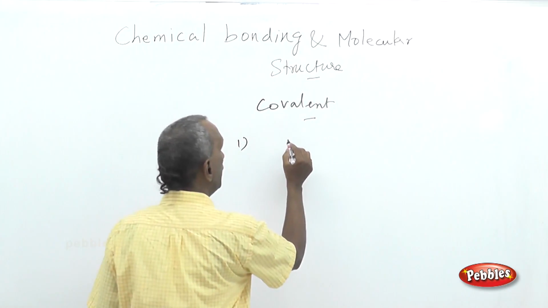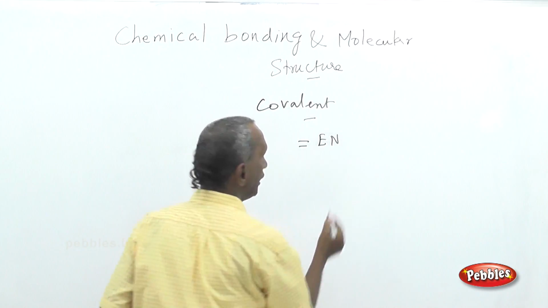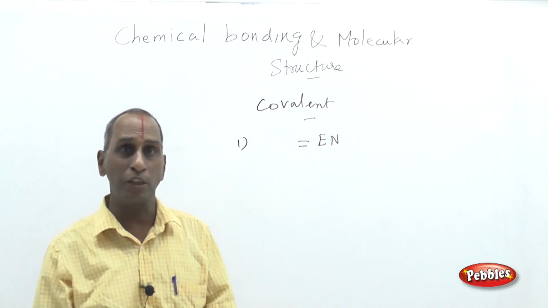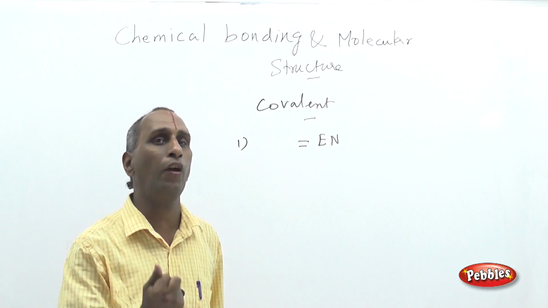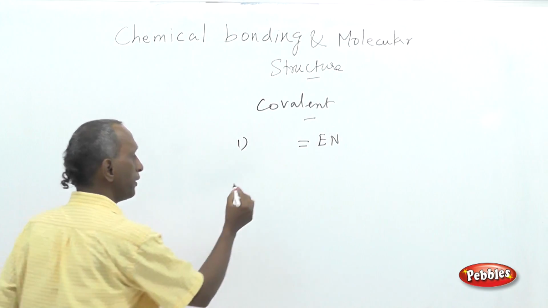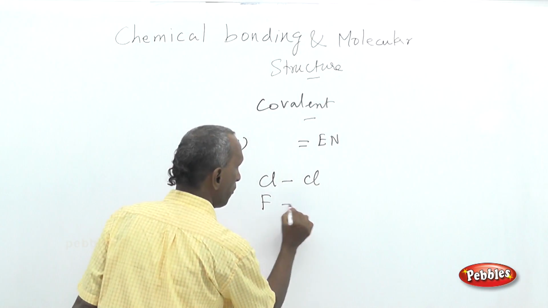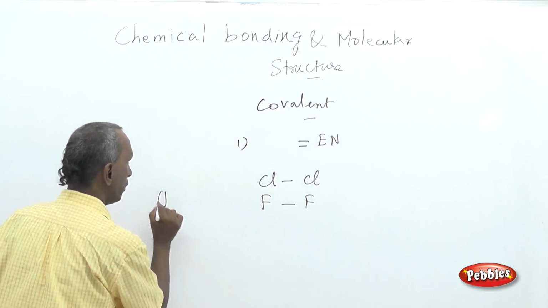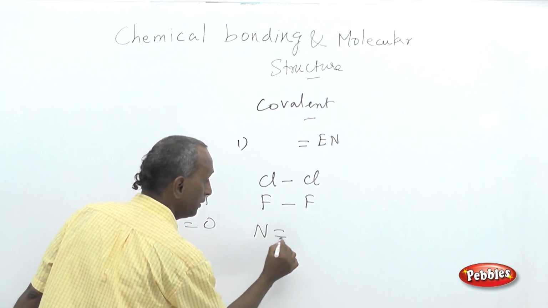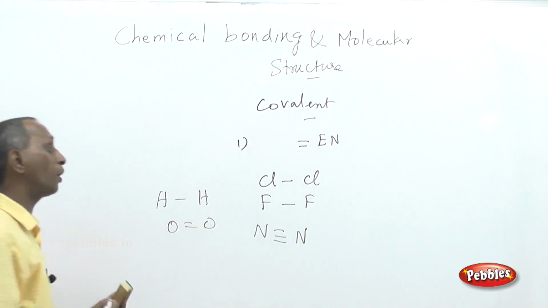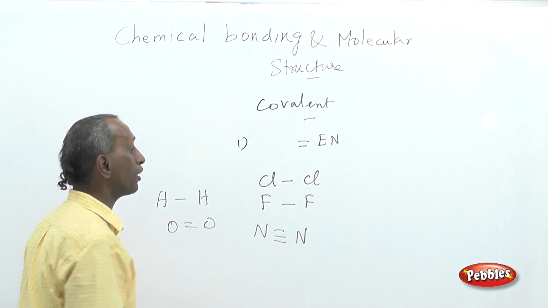First condition, the combining elements should have equal electronegativity. If both the elements have the same electronegativity, each of them will require an electron. For example, let us consider chlorine molecule, fluorine molecule, hydrogen molecule, oxygen molecule. These are some of the examples where one or more covalent bonds are formed in these systems. Here both the elements are the same.